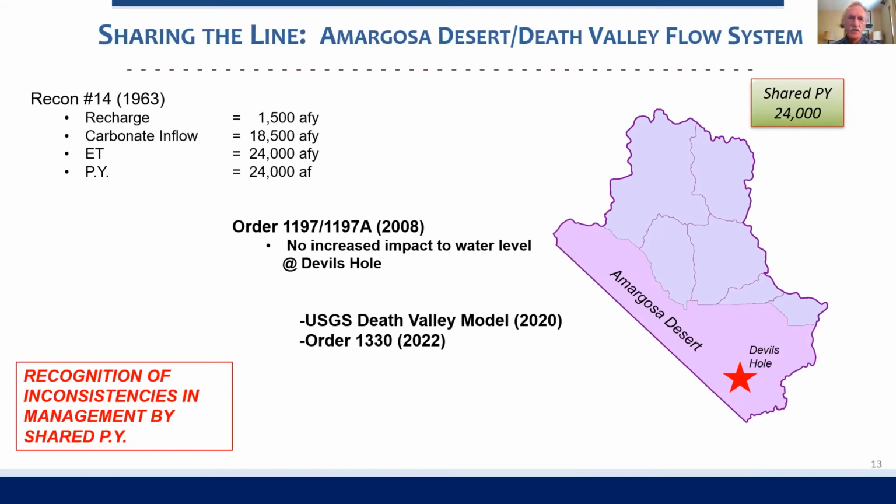As a side note, the USGS has recently published a numerical groundwater flow model for the entire flow system, and our office has issued a new order that's similar in concept to 1197, but establishes this USGS model as our office's tool for evaluating water right applications in Amargosa Desert. And both of these recent occurrences may open up the door to reconsideration of the perennial yield and how we approach that for this region.